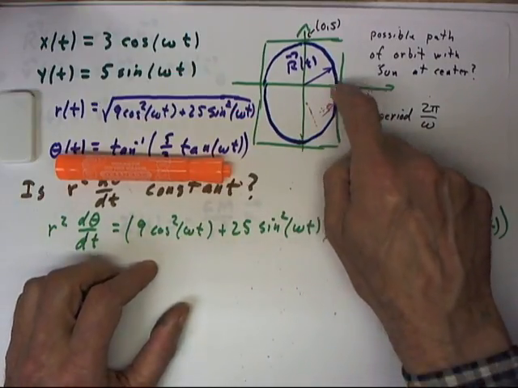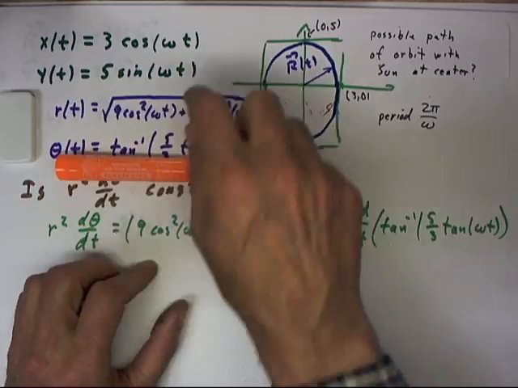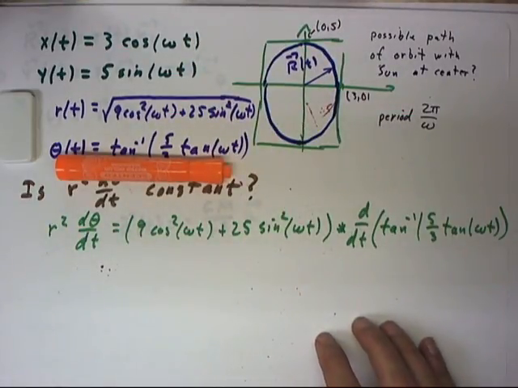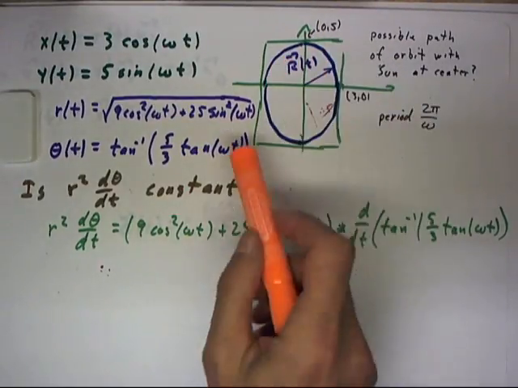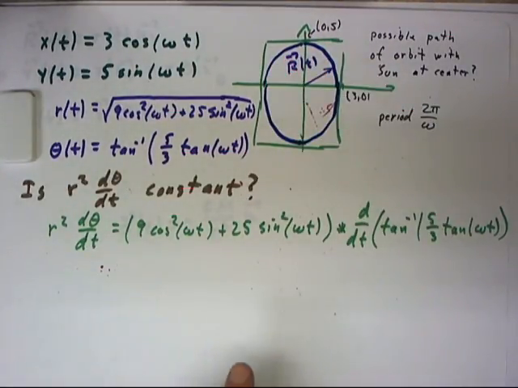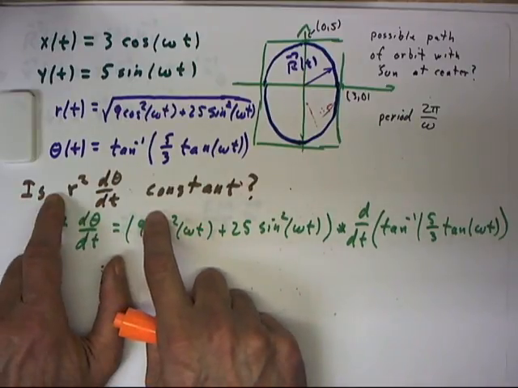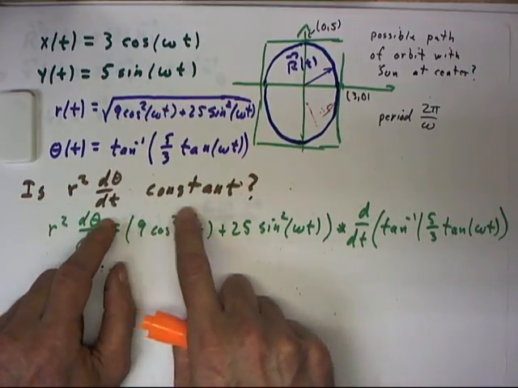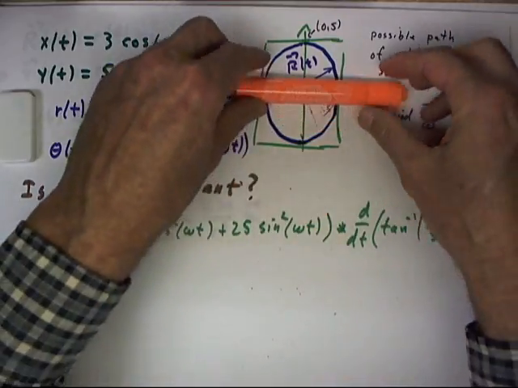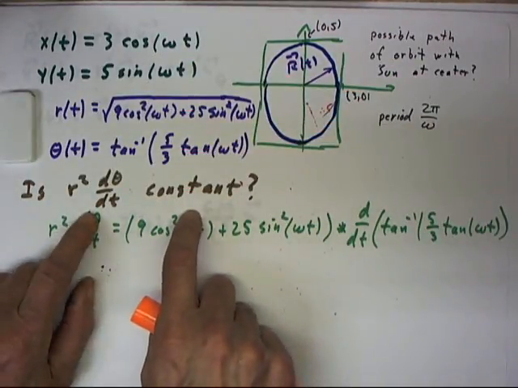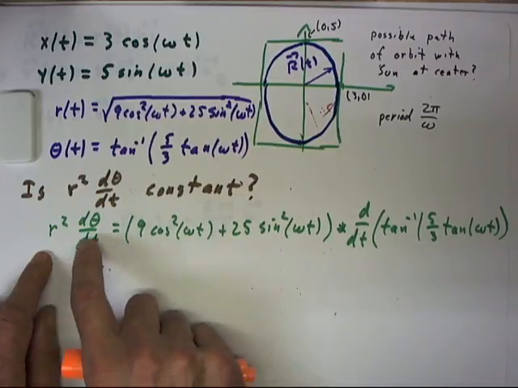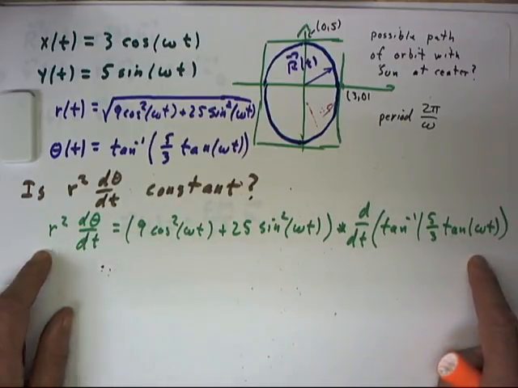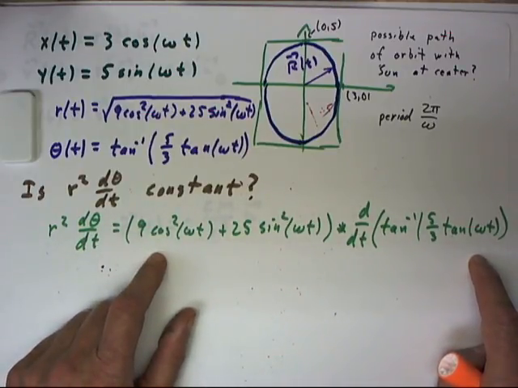In order to answer the question whether this is a possible path and a possible parameterized representation of the motion of a particle around the sun, we ask, is it true that r squared d theta dt is constant, that this vector sweeps out equal areas in equal times? There are a number of ways to answer this question, but we'll just go with the most direct. Let's write r squared d theta dt. Let's write that expression out and see if it's constant.